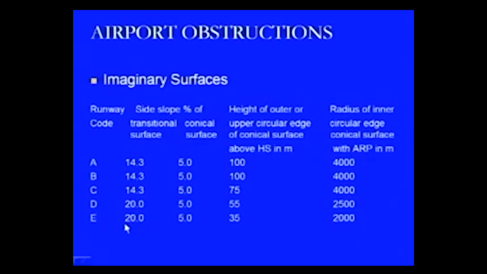Then for E, the values for the side slopes remain the same as D, but here the height of the outer or upper circular edge becomes 35 meters, and the radius of the inner circular edge becomes 2000 meters.